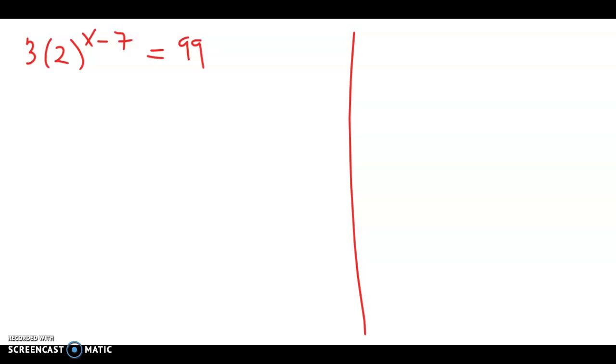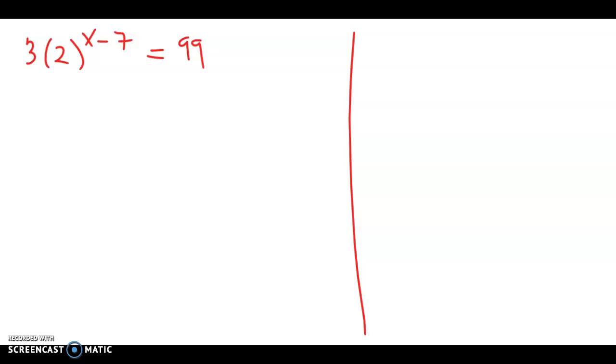To solve this exponential expression using log, your first and foremost step is to isolate the exponential term on one side and keep the constant on one side. Now our exponential term here is 2 exponent x minus 7.